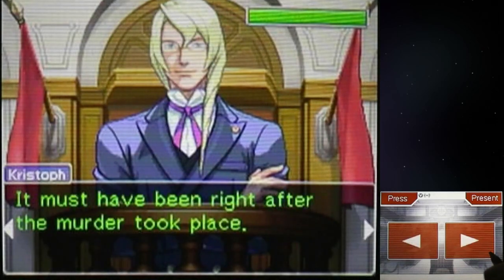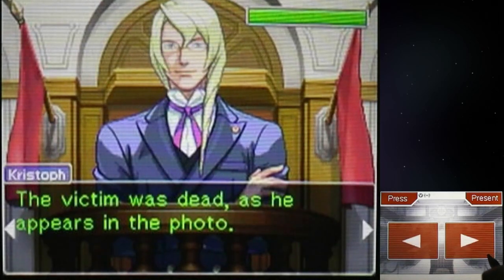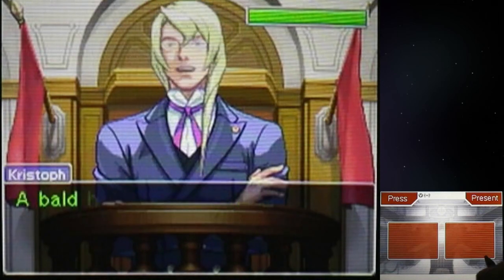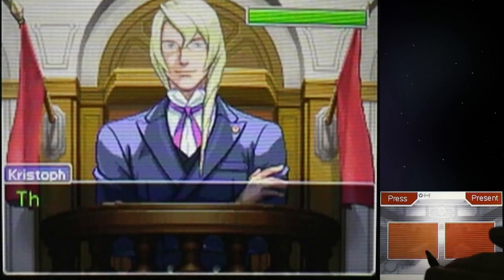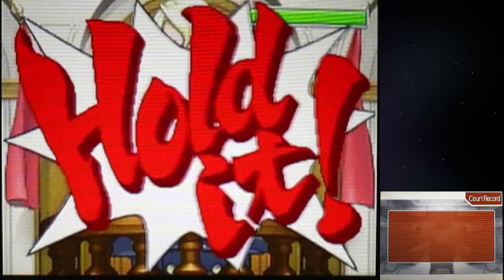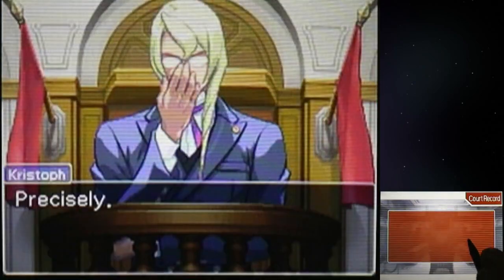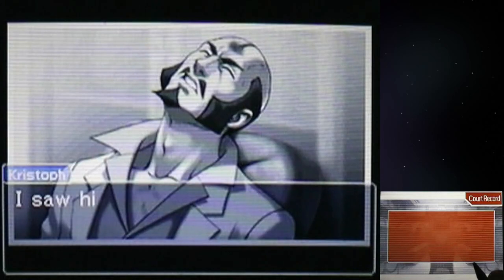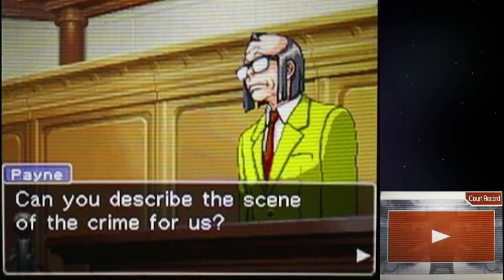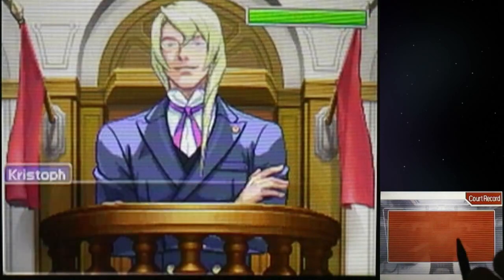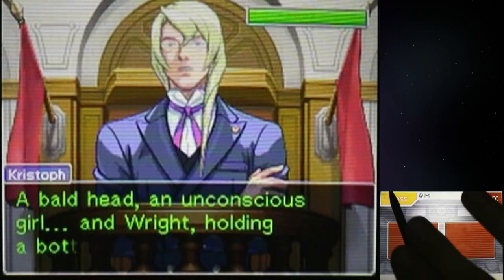Okay, I'm gonna just... Wait, which one was it? Was it this one? So his head. Can you describe the crime scene for us? A bald-head unconscious girl and Wright holding that. Yes.